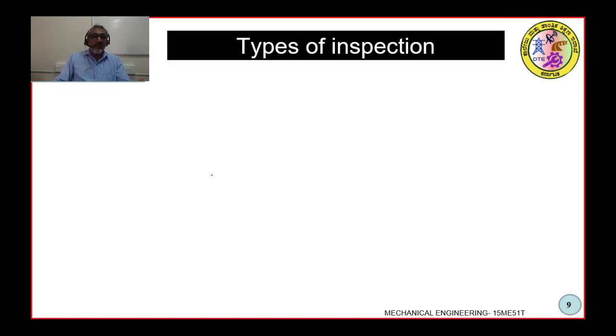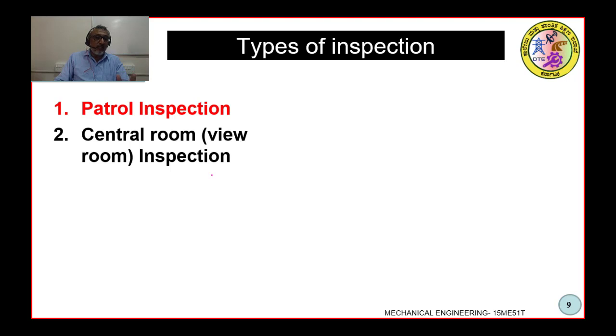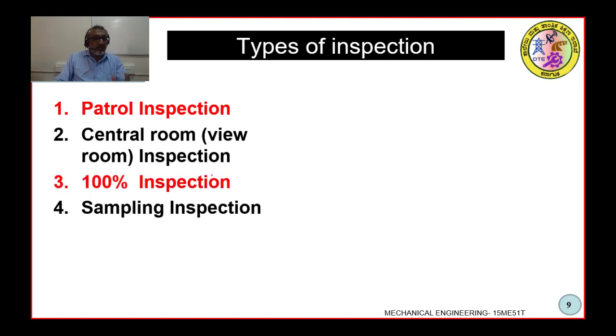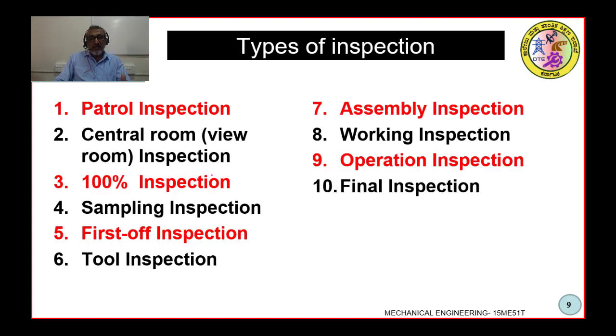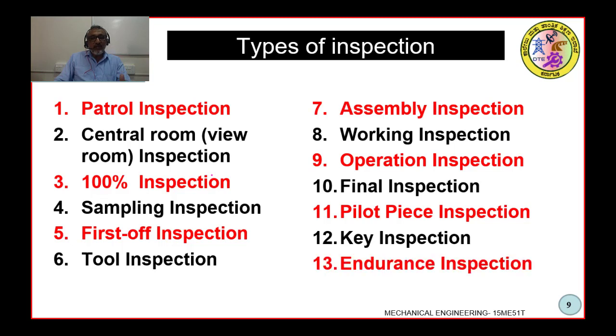Now let's discuss the types of inspection. One of the types of inspection is patrol inspection. Another is central inspection, 100% inspection, sampling inspection, first off inspection, tool inspection, assembly inspection, working inspection, operation inspection, final inspection, pilot piece inspection, key inspection, endurance inspection. These are the different types of inspection which we use. Now let us discuss each of these inspections in a little greater detail.